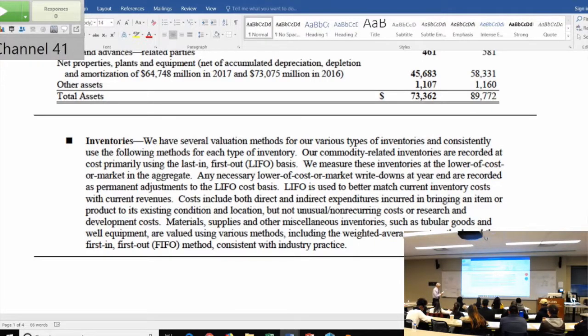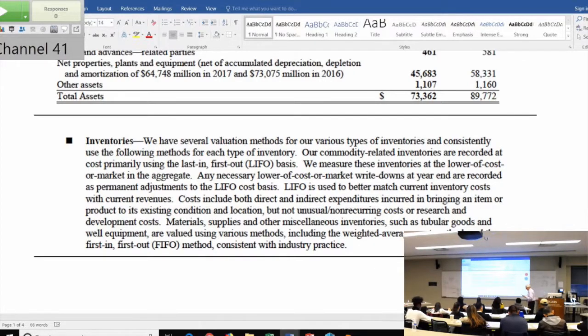In the MD&A, it says that we have several valuation methods for various types of inventories. Consistently use the following methods. Commodity-related inventories, those are oil and gas, would be on the LIFO basis. Then they tell you they measure these inventories at the lower of cost or market, which we're going to talk about in a couple of modules from now, in the aggregate. So they apply lower of cost or market to their total inventory. Just try to put that in the back of your mind, because you can apply lower of cost or market to aggregate inventory, you can apply it to product lines, or you can apply it to individual units of inventory as well. But we'll get back to that.